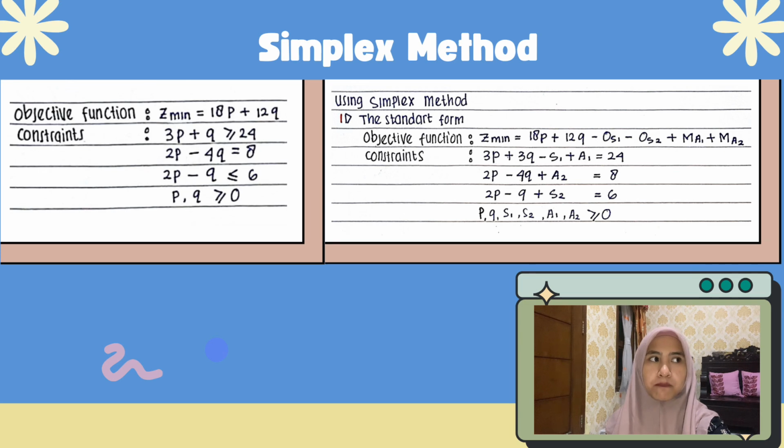Next, the constraint functions: 3p plus 3q minus s1 plus a1 equal to 24. Next, 2p minus 4q plus a2 equal to 8. Next, 2p minus q plus s2 equal to 6, where p, q, s1, s2, a1, a2 are more than or equal to 0. Then we construct the simplex table for iteration.